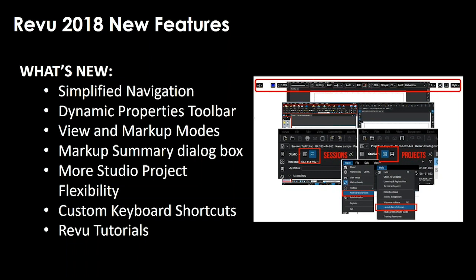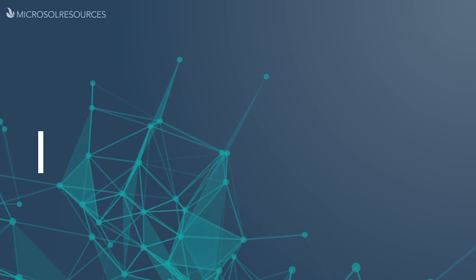The Dynamic Properties Toolbar gives you access to your properties without having to open a large panel. View and markup modes for being able to switch out of licensed or unlicensed products. The markup summary dialog box in the markup list at the bottom of the screen. Studio project flexibility. You can customize your keyboards, and new tutorials.